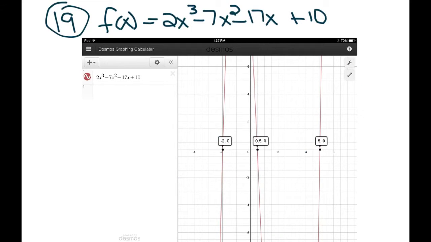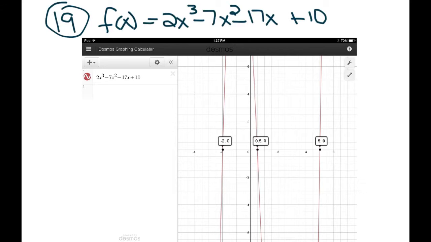In number 19, we want to factor 2x cubed minus 7x squared minus 17x plus 10 completely. And right now, we don't have a lot of methods for factoring. In the second half of this unit, I'm going to show you another way to help you factor. But for now, I want you to always try graphing it and finding the zeros, because that's going to help us write this in factored form.